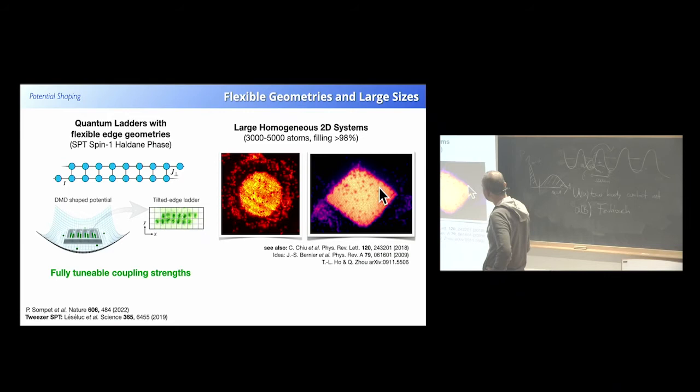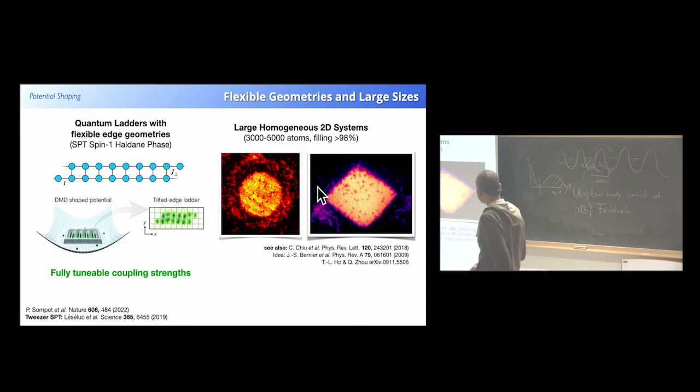We have 3,000 to 5,000 atoms and really high fillings up to 98%. And you see now this Mott insulator, this homogeneous fluorescence, you have one atom per lattice site, this really large system in a homogeneous box, no harmonic potential anymore. Whenever you see a hole, it's actually an atom missing at that site. So it's a defect, probably a thermal defect in the system. And you see this works extremely well, going to these larger system sizes using these potential shaping techniques.